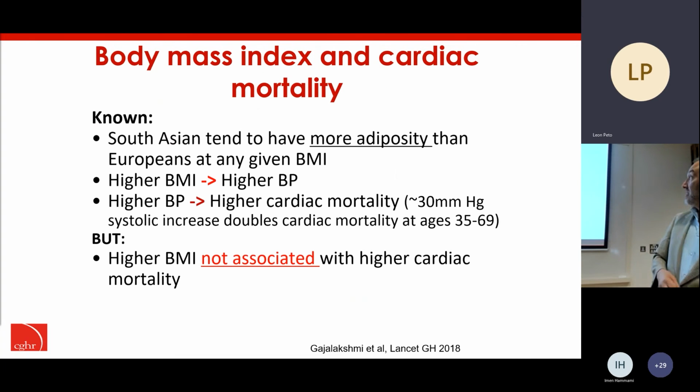Okay, on body mass and cardiac mortality, I think Sarah has shown you some of the puzzling patterns. Sarah Lewington's shown you what has occurred.